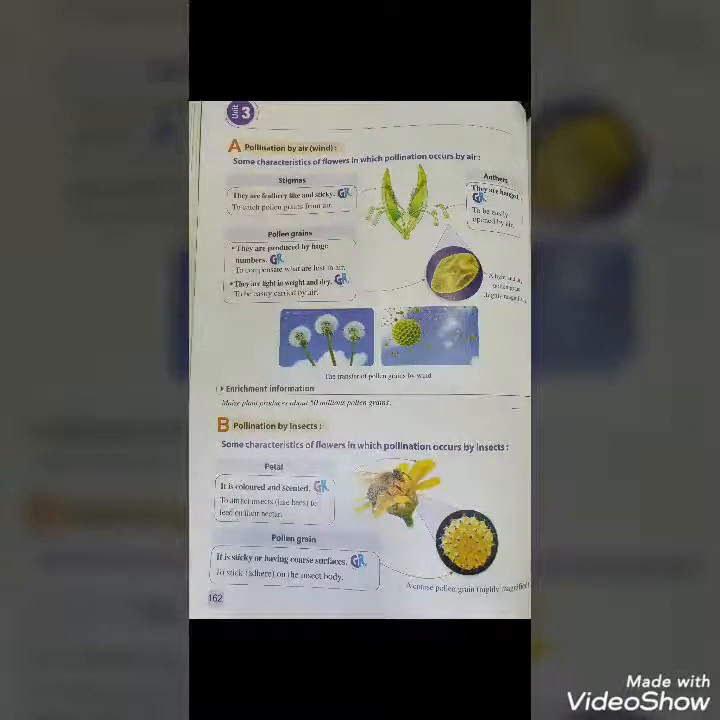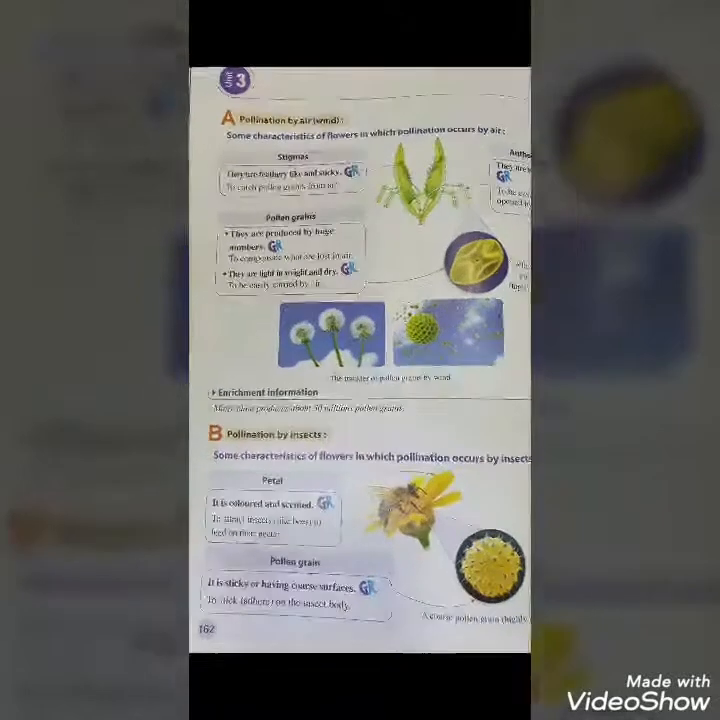Characteristics of the flowers in which pollination occurs by air. Number one, stigmas. The stigma may be feathery-like and sticky, of course, to catch pollen grains from the air. And the anther is hanging and easily opened by the air. And the pollen grains are produced in huge numbers, of course, to compensate for the number which is lost in the air, which doesn't make pollination. And they are light. The pollen grains are light. They can be carried by the air easily.